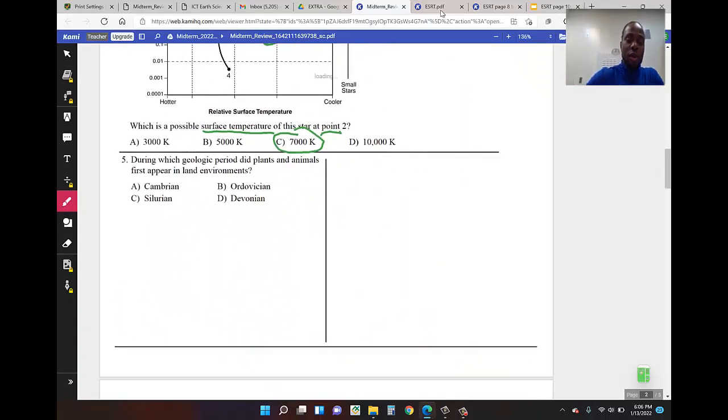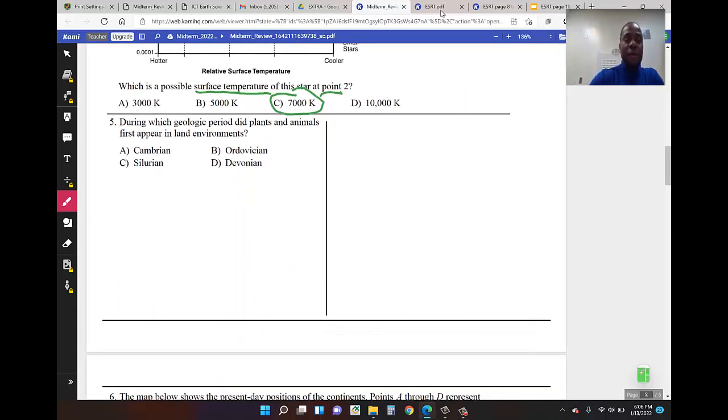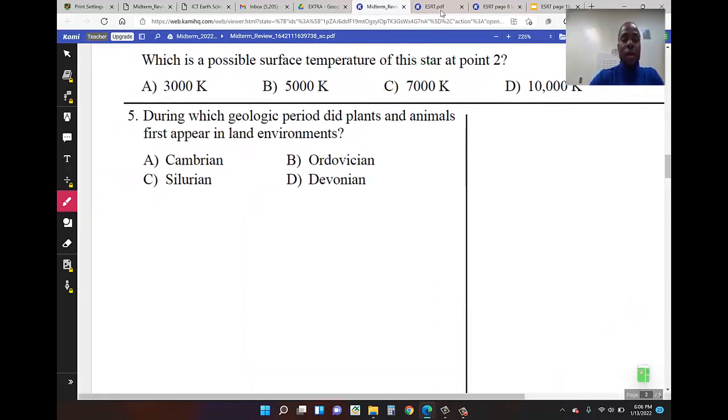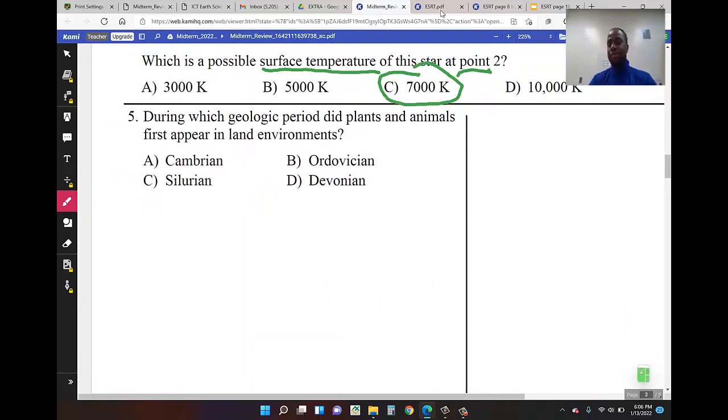All right, let's move on. Question number 5. I want you to attempt it. So question number 5 says, during which geologic period did plants and animals first appear in land environment? During which geologic period? So that gives me an idea where I should be looking in the Earth Science Reference Table. It has to be page 8 and 9 because that is the page that talks about geologic history.